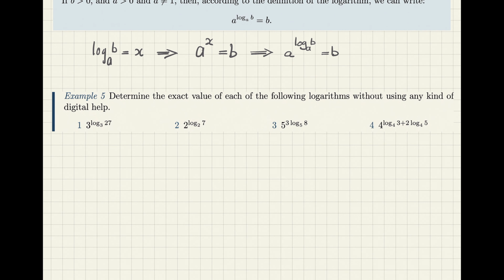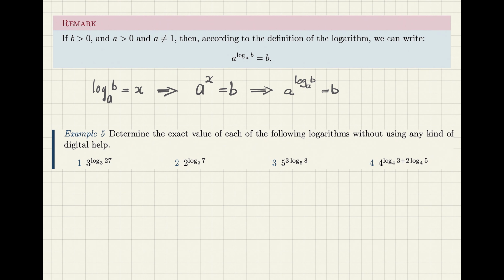For example, let us solve this example. Determine the exact value of each of the following logarithms without using any kind of digital help. Yes? So how should we do that? Number one, I want to do it in two different ways. But for the other numbers, there is only one way to do it if you want to do it exactly and using the help of this formula. Okay, so let me write number one, method one.